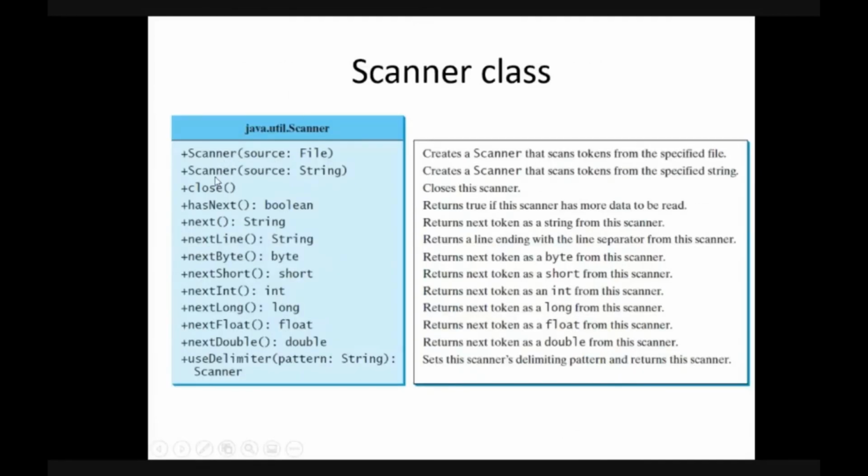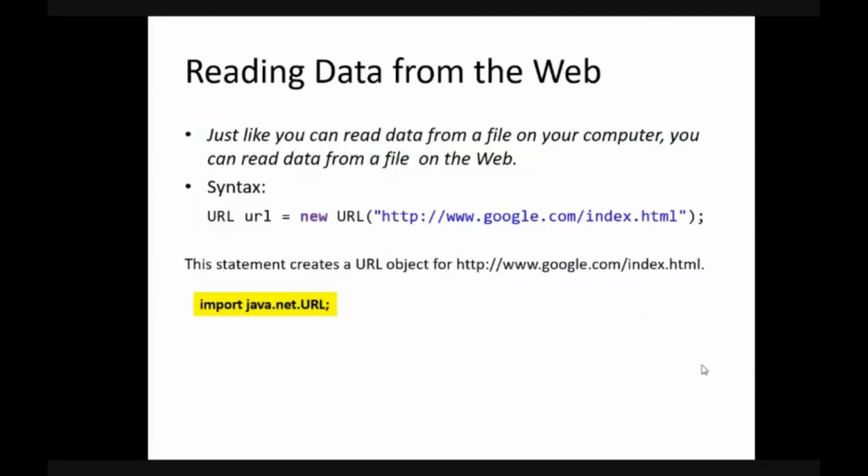So these are the things in the Scanner class. You can use these methods such as nextLine, nextByte. Use useDelimiter, which sets the scanner's delimiting pattern and returns this scanner. There will be CSV files, where there might be commas between the words, let's say. You can use that one. Yeah, this might be important.